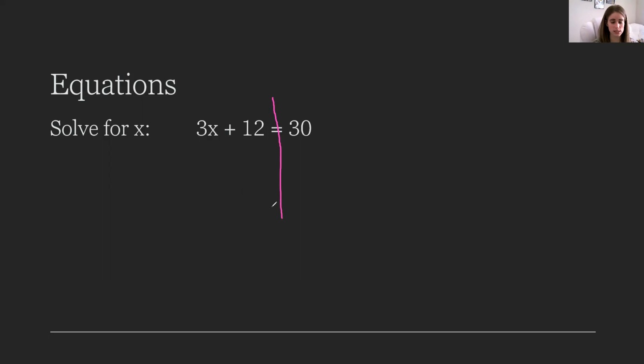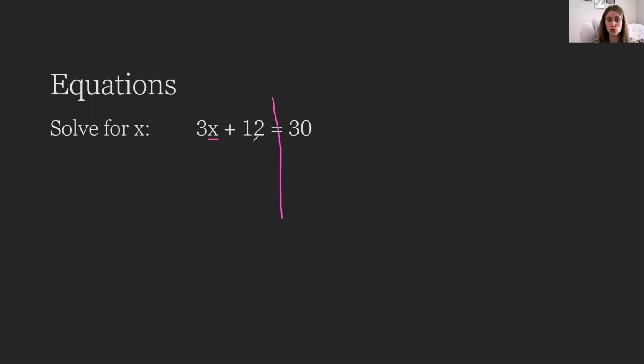And where we focus is your variable. Because if our goal is to get the x by itself, that means we got to get everything else over to the other side. So we got to get rid of this 3. We got to get rid of the 12. What we need to do first is anything that is being added or subtracted to your variable. That has got to go first.